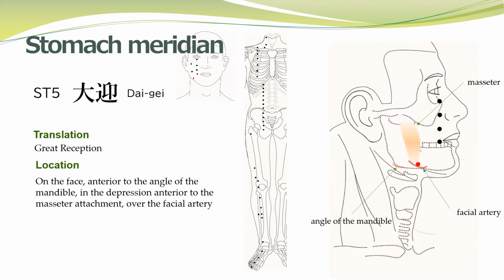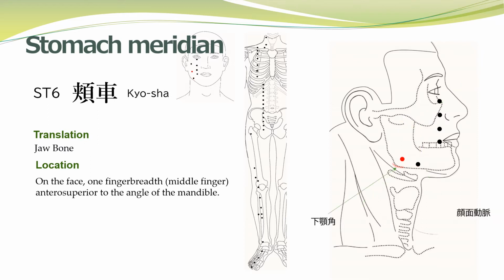ST5. Great reception. On the face, anterior to the angle of the mandible, in the depression anterior to the masseter attachment, over the facial artery. ST6. Jawbone. On the face, 1 finger breadth, middle finger, antero-superior to the angle of the mandible.